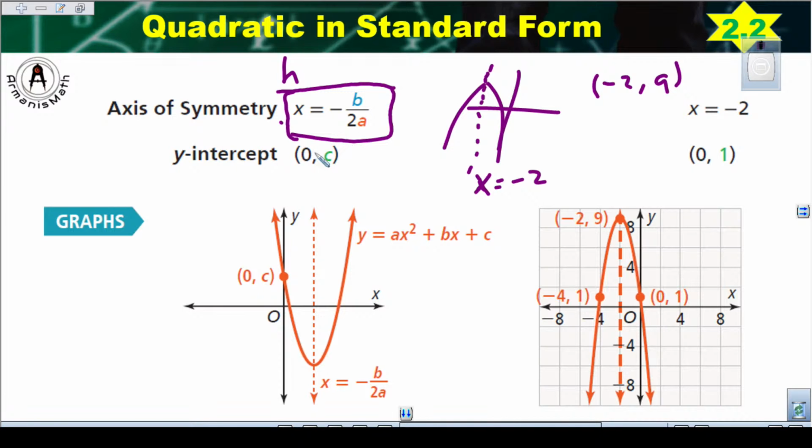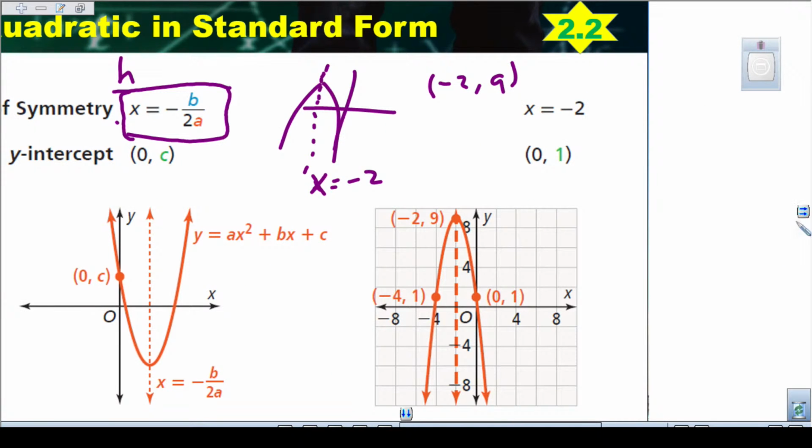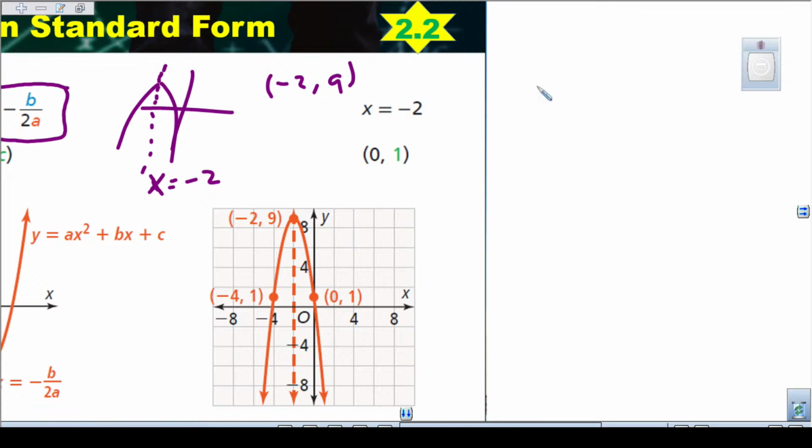Now this is interesting. There's a couple ways to find the y-intercept. Again, I'm going to refer to the actual problem itself. So watch this for a second. If you want to find the y-intercept, I'm going to give you two different ways. You could create some options here, okay? So one way, you could look at the problem itself, y equals negative 2x squared minus 8x plus 1. Watch what I'm going to do here to find the y-intercept.